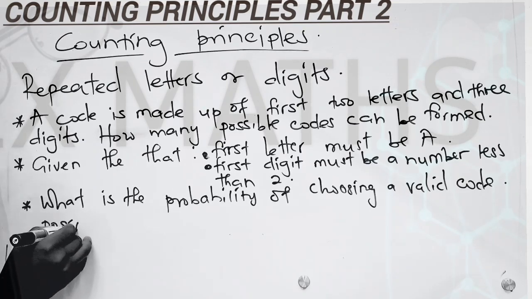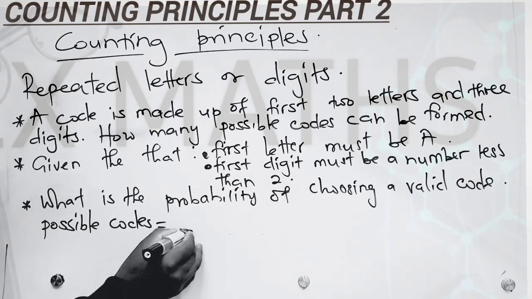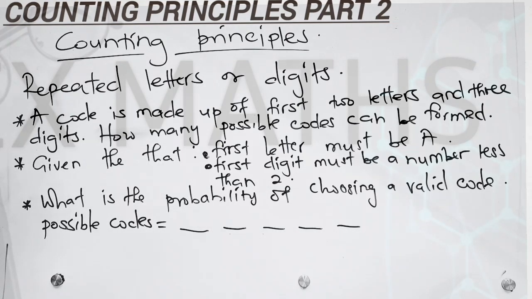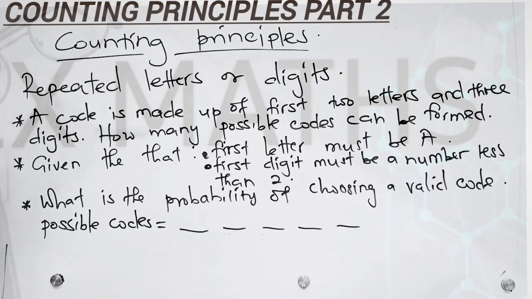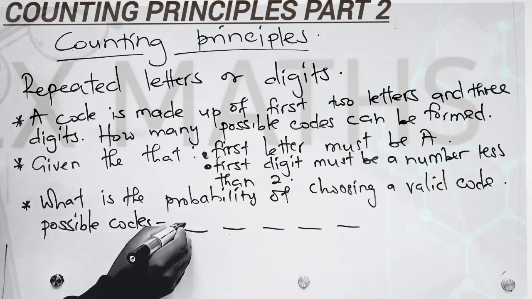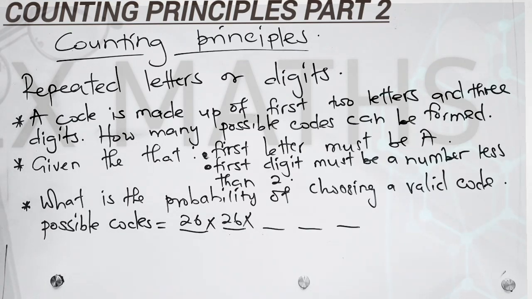So let's see possible codes. This is equal to, we have first position, second position, third, fourth, fifth. In this case, how many letters do we have to arrange at the first position? We have 26 letters. This one is before restrictions. So we have 26 letters to arrange, multiplied by 26 letters on the second position. Third position, now we're starting digits.